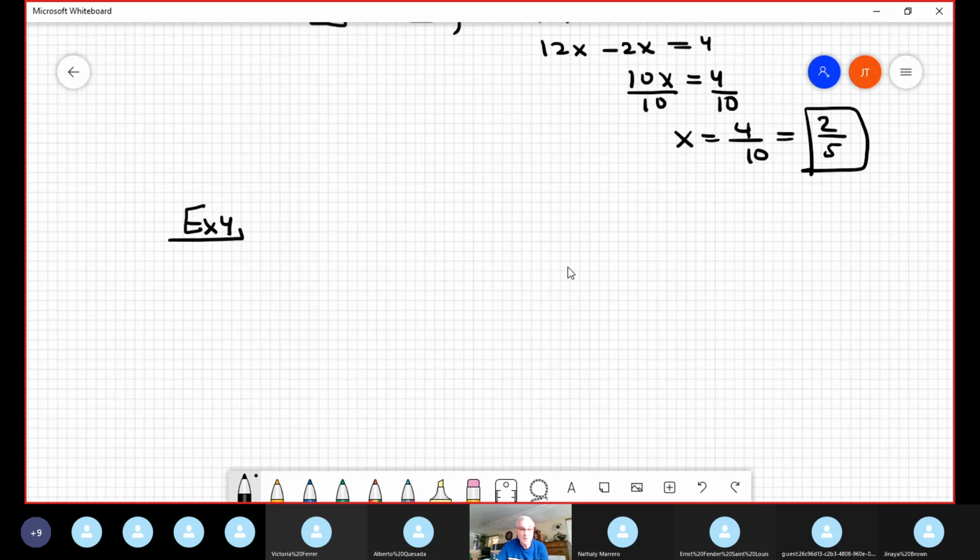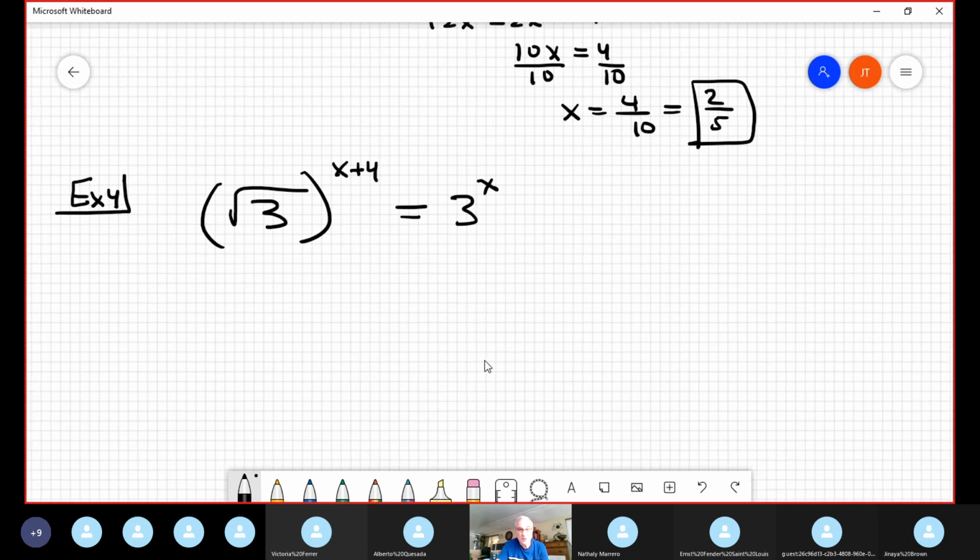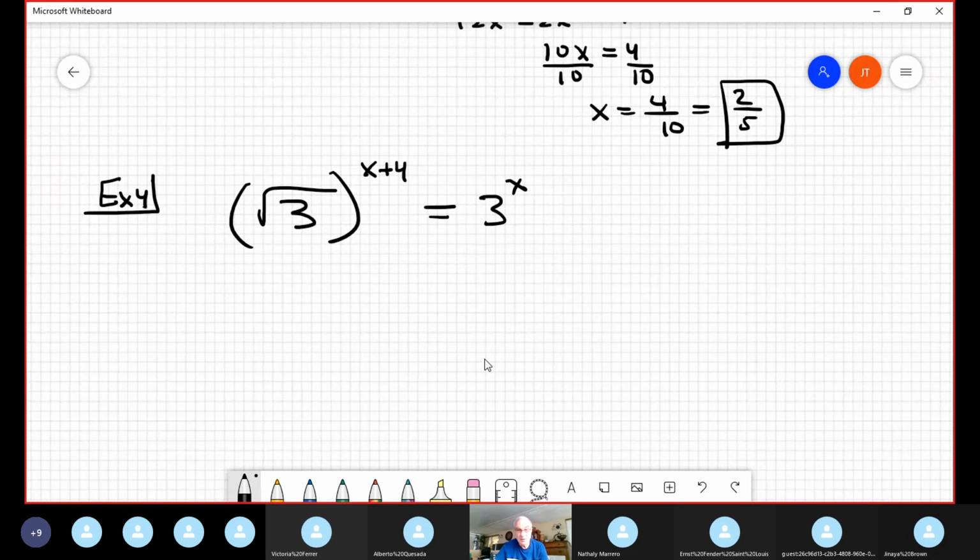Example 4 is the parenthesis radical 3 raised to the x plus 4 is equal to 3 to the x. Okay, I introduce a radical. My question is, what is the common base?